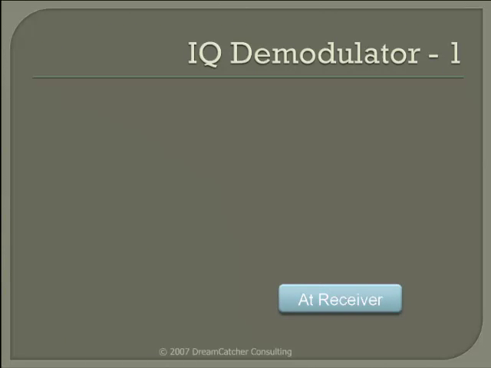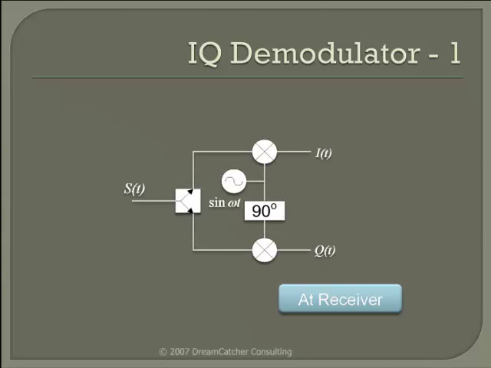At the receiver end, the signal is demodulated by an IQ demodulator to extract out the I and Q components, which are orthogonal to each other. The received signal S is split into two paths, one going to the I component and the other going to the Q component.